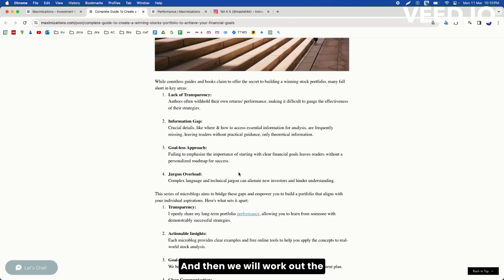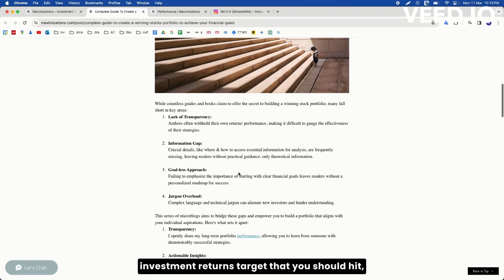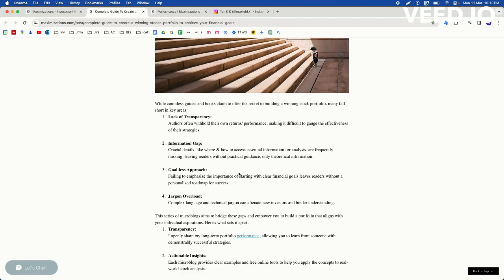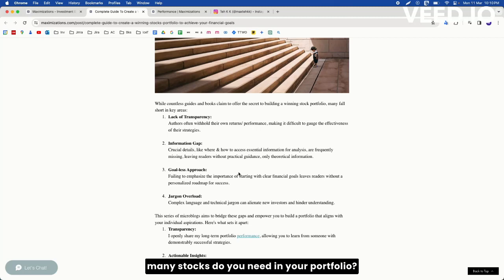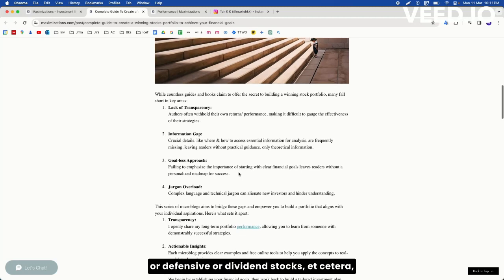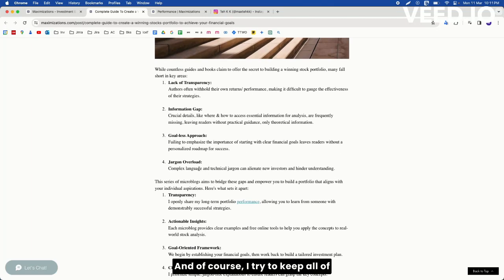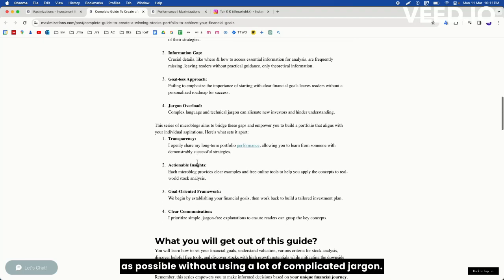and then we will work out the investment returns target that you should hit and subsequently build your own portfolio, and that will give you an idea of how many stocks you need in your portfolio. Should you be inclined towards growth stocks or defensive or dividend stocks, etc., because everyone's financial goal is different. Therefore, the methods should be personalized as well. And of course, I try to keep all of my blogs and my contents to be as simple as possible, without using a lot of complicated jargon.